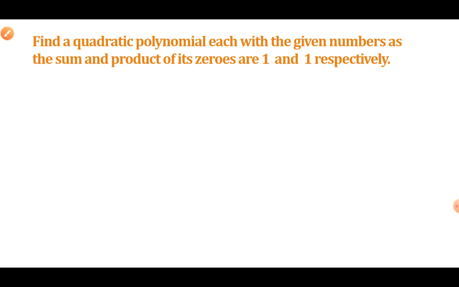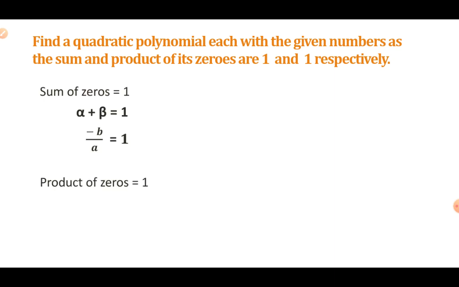Find a quadratic equation each with given numbers. Sum is 1 and product is also 1. So sum is alpha plus beta, which is minus b by a, is 1. Product of zeros is 1, alpha into beta is 1. So c by a is 1. Minus b by a equals 1, c by a equals 1.